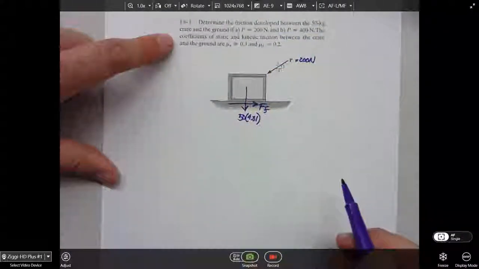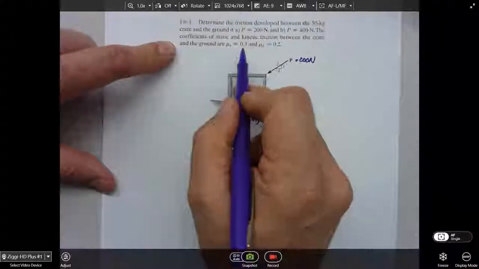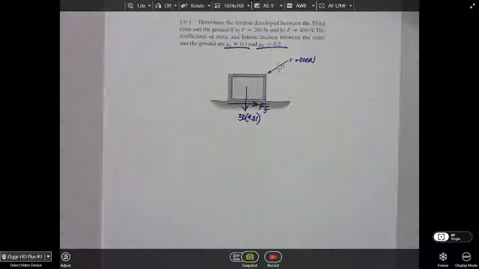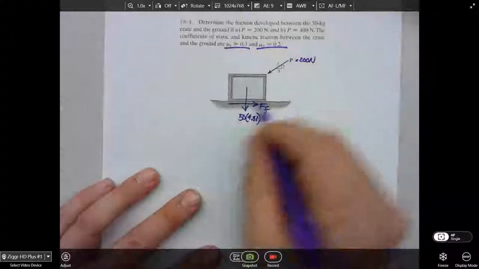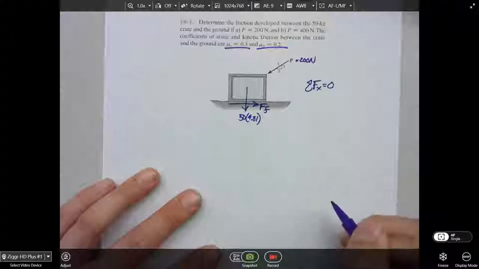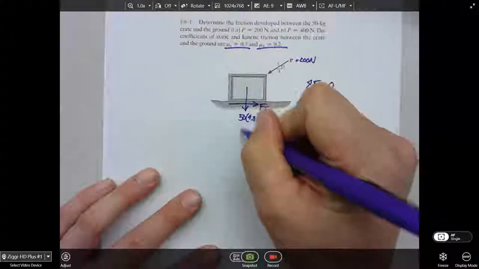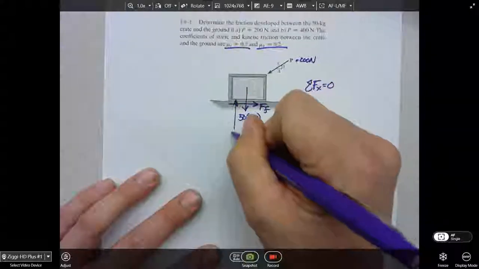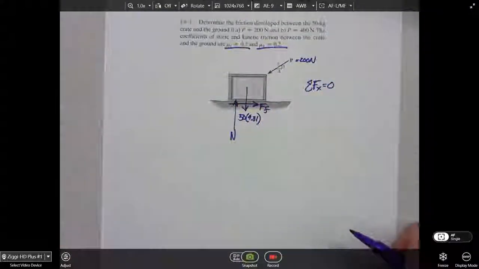The coefficient of static and kinetic friction between the crate and the ground are mu static is 0.3 and mu kinetic is 0.2. So what type of problem is this? Do we know yet? No. We don't know, right? So we're going to go ahead and solve this problem just saying the sum of the forces in the X equals 0. We might have some normal. It doesn't matter including the distance X or not. Why doesn't it matter? Because there's no distances. It's not going to tip. We can just say that. Okay?